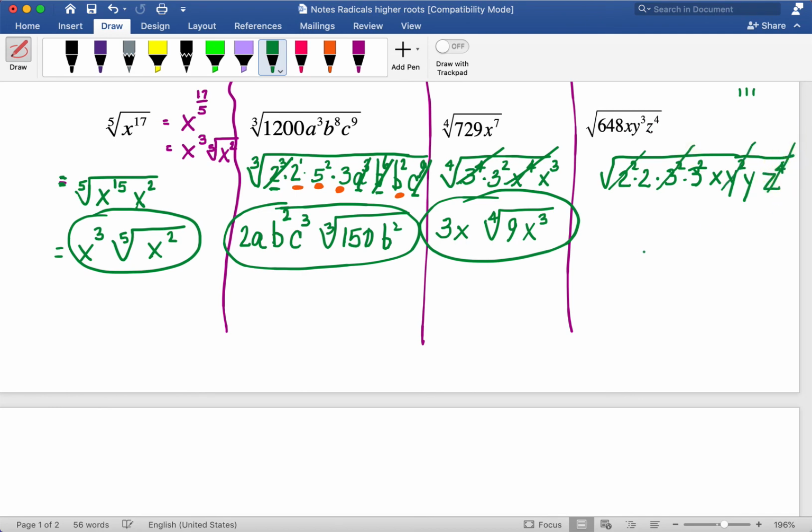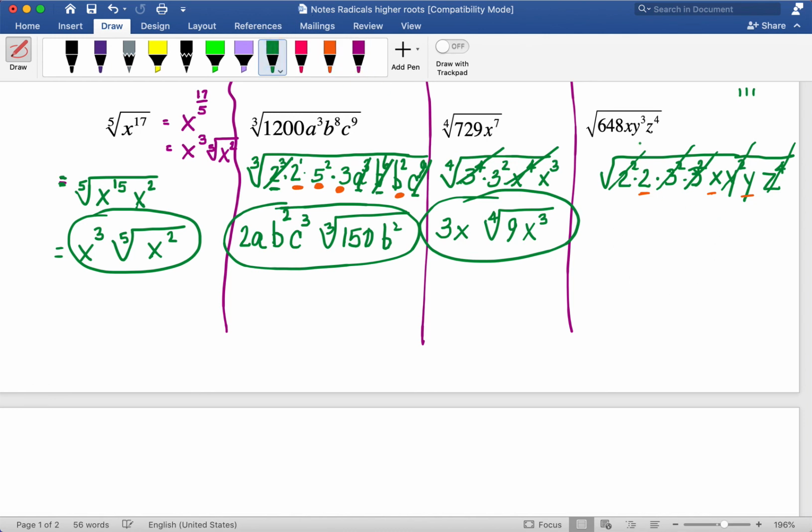Okay, my squares are going to come out. What stays in? This stays in. This stays in. No, it does not stay in. That one comes out. This one comes out. All right, what else stays in? The x stays in, and the y stays in. Okay, so these 3 are going to stay inside the square root.